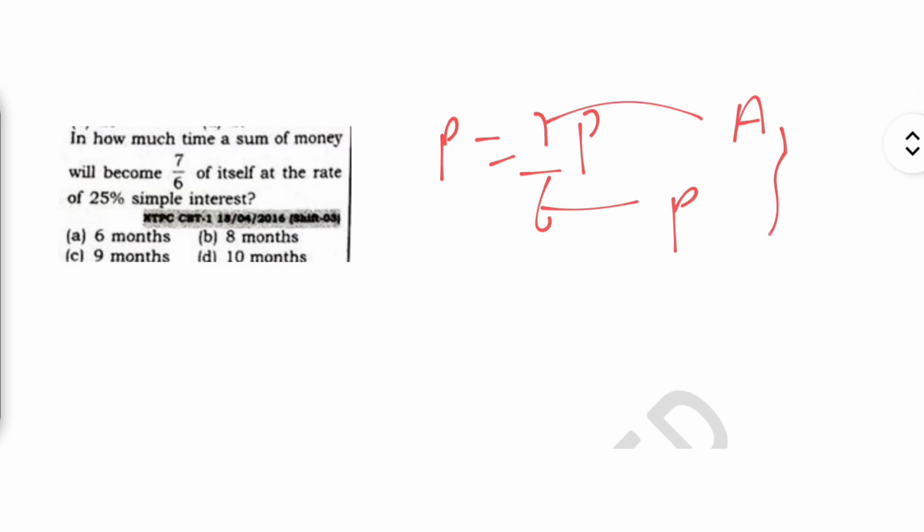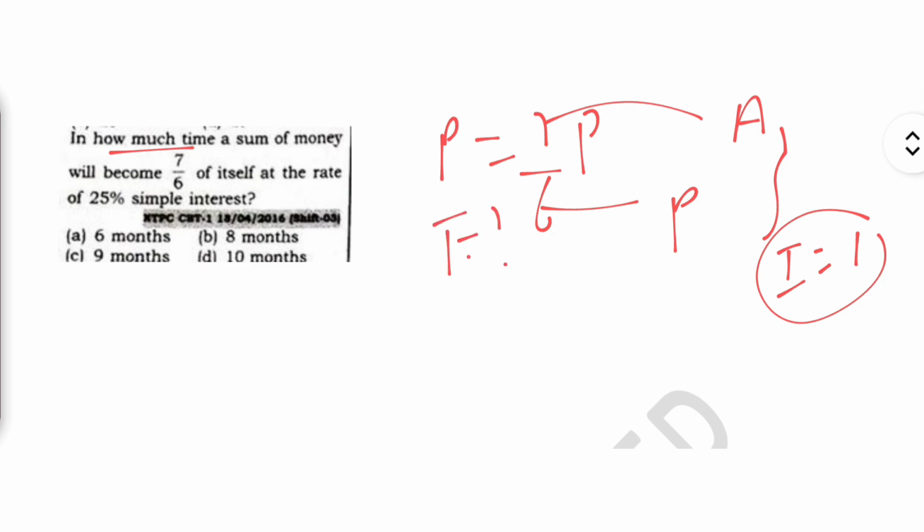Okay, so meanwhile, what is the interest? Interest is nothing but 1. The meaning is this: when it becomes 7 by 6 of itself, that means your sum 6 becomes 7, that is the amount. We are told to find how much time, that is we are told to find t.